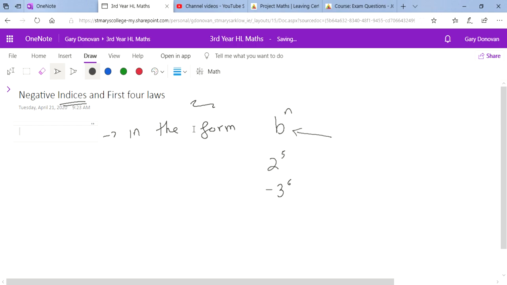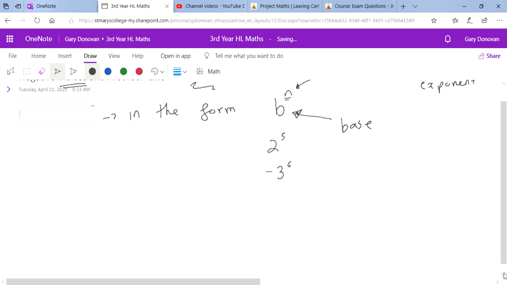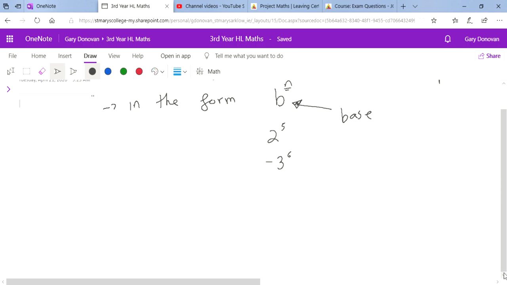B, the number at the bottom, is called the base. And they might just ask you this in a question. N, the index, as it's known, can also be called the power, and it can also be called the exponent. So there's just 3 different words that you can use to describe the index, power, or the exponent.